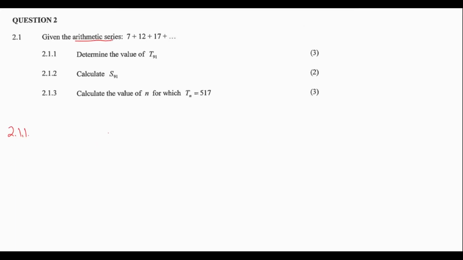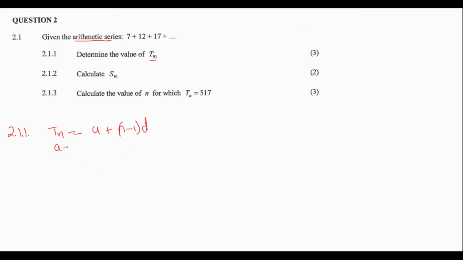Given the arithmetic series 7 plus 12 plus 17 and so on, determine the value of T91. So this is an arithmetic series, but we want to find a term here. So we're going to use the arithmetic sequence formula. Remember, Tn is equal to a plus (n minus 1)d, right?